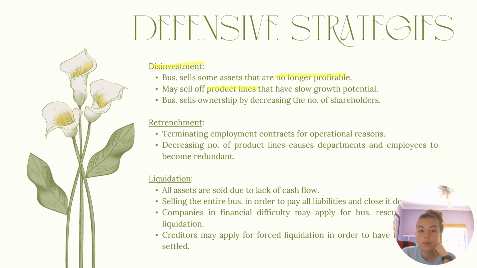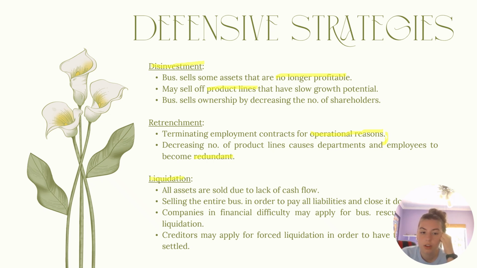Retrenchment is terminating employment contracts for operational reasons. So you see operational reasons here. By decreasing the number of product lines, this can cause departments and employees to become redundant. So redundant means that you don't have a use anymore. So the business isn't going to continue employing employees that don't have work to do because of decreased product lines. I mean, that makes jobs unneeded anymore, because there's less work to be done. So that's retrenchment, terminating employment contracts.